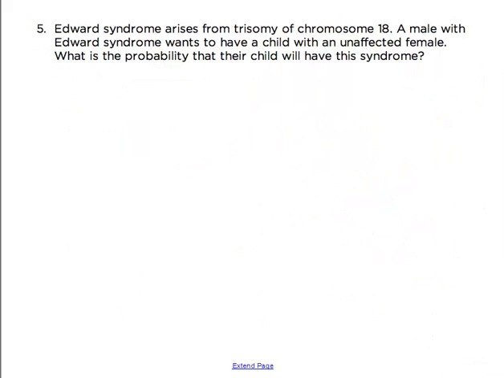Question 5. Edwards syndrome arises from trisomy of chromosome 18. A male with Edwards syndrome wants to have a child with an unaffected female. What's the probability that their child will have this syndrome? So how do we go about this?